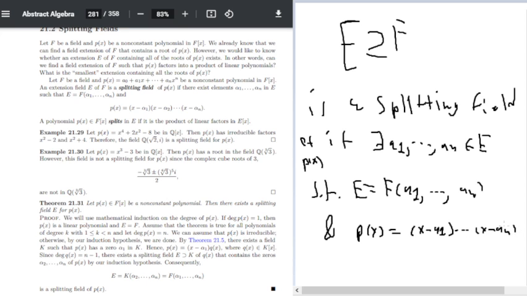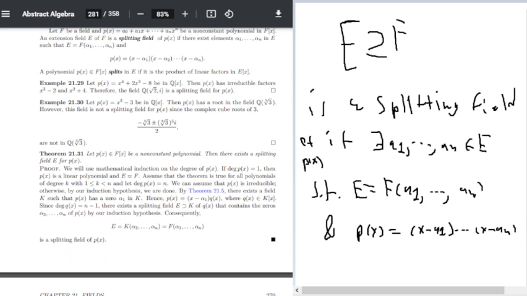So basically, it's a splitting field of a certain polynomial if it's a semi-simple extension. I'm just going to call this a semi-simple extension because I'm lazy. And we get all the linear factors of the polynomial. So, a polynomial p of x in F of x splits in E if it is a product of linear factors in E.